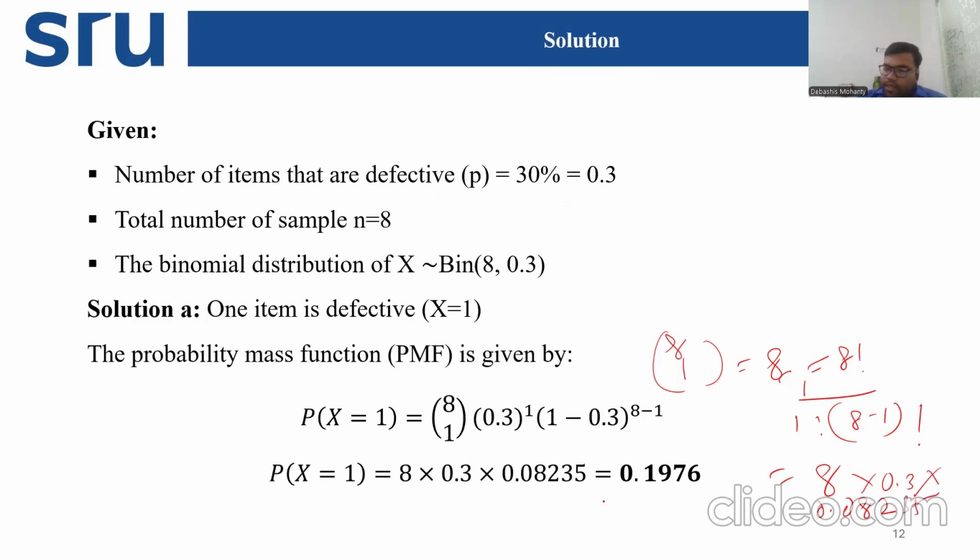0.7 raised to the power 8 minus 1, and 8 minus 1 is 7. So 0.7 to the power 7 is 0.08235. Finally, we get the answer 0.1976. Okay, students, so here we are applying the probability mass function to calculate the probability of x equals 1 as 0.1976. So this is only the first question.